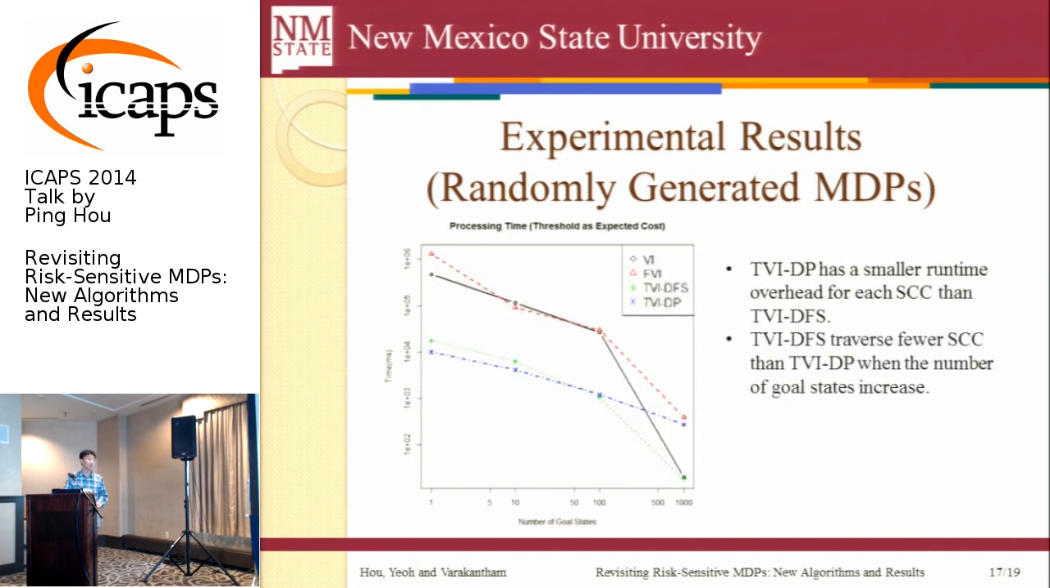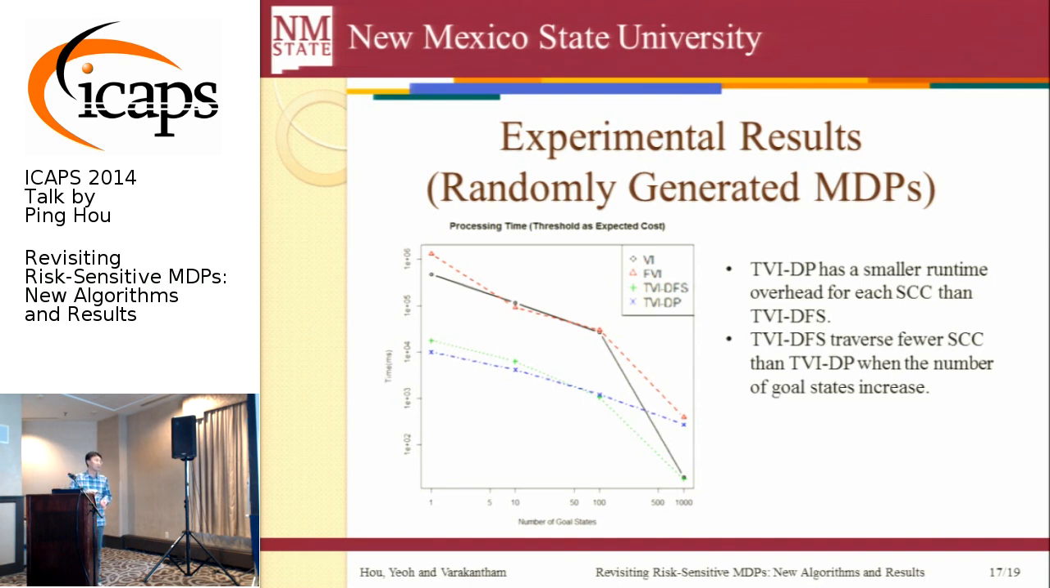Here is the result for a different set of instances with different numbers of ghost states. The x-coordinate is the number of ghost states, and the y-coordinate is the processing time. You can see at the beginning, when the number of ghost states is small, TIDP is faster. This is because TIDP has smaller processing time on each SCC.